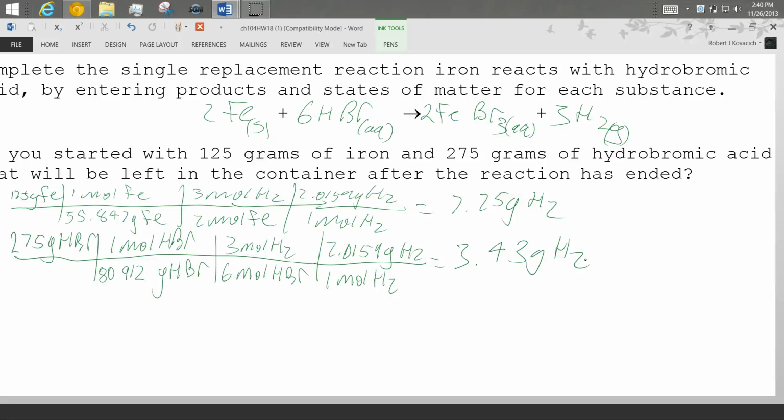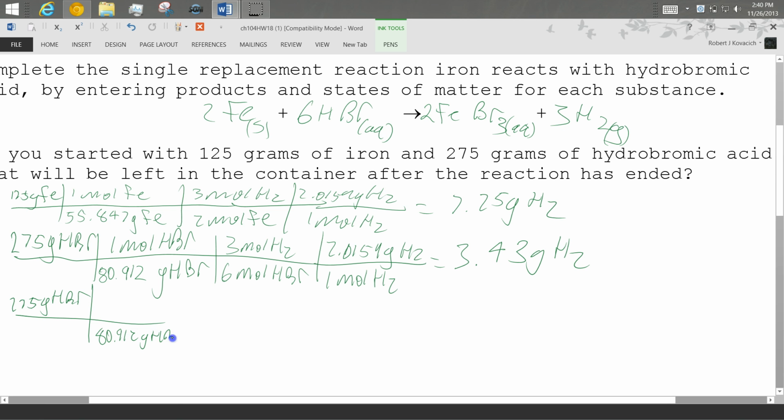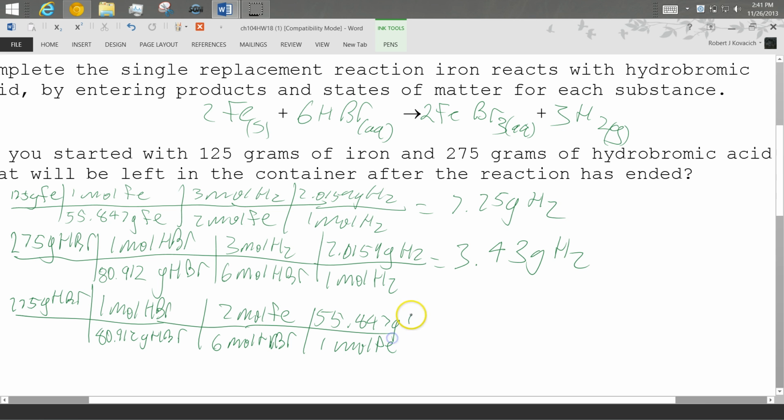Okay, so I know that my limiting reagent is my hydrobromic acid, so then all further calculations are done with my hydrobromic acid. So let's do 275 grams of HBr, and then 80.912 grams of HBr, 1 mole HBr. And since it doesn't matter which one we do, let's do the iron one. So for every 6 moles of hydrobromic acid, I only need 2 moles of iron, and then for every 1 mole of iron, it's a massive 55.847 grams of iron.